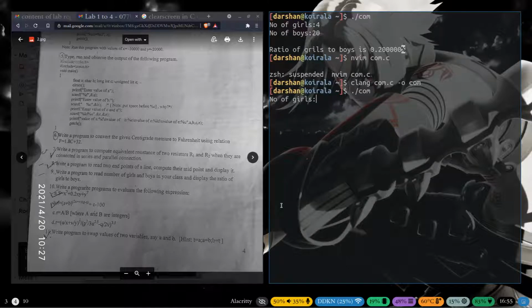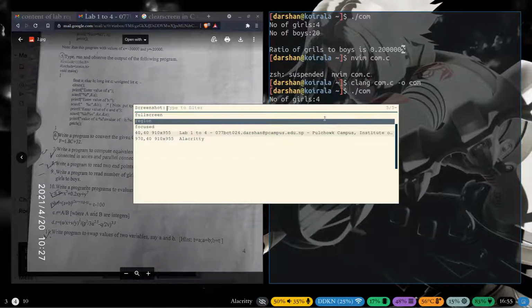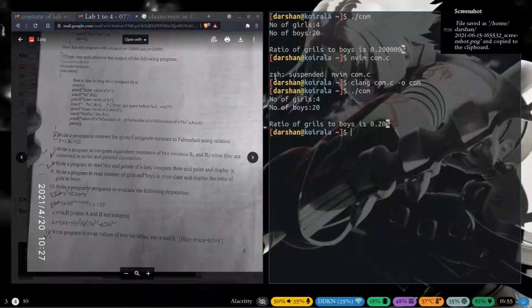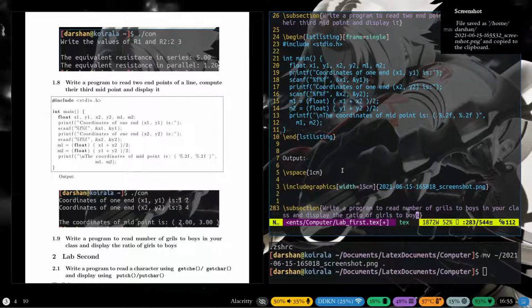Number of girls, yeah, that is true. Boys, it is 20. 0.2, yeah, 4, 1 by 5. That's it. So I think there's a spelling mistake there, girls. Oh, whatever. I just don't care about the spelling mistakes.